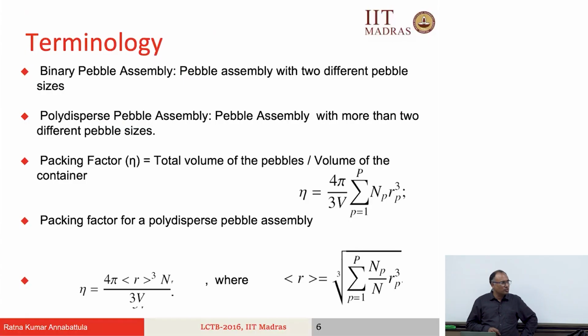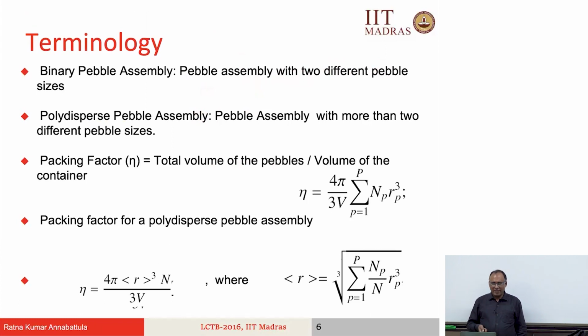So now let us introduce some terminology. What is a binary pebble assembly? A binary pebble assembly is a pebble assembly or particle assembly with two different pebble sizes. Pebble here is a particle. And polydisperse means you have a particle size distribution, with more than two sizes of particles.